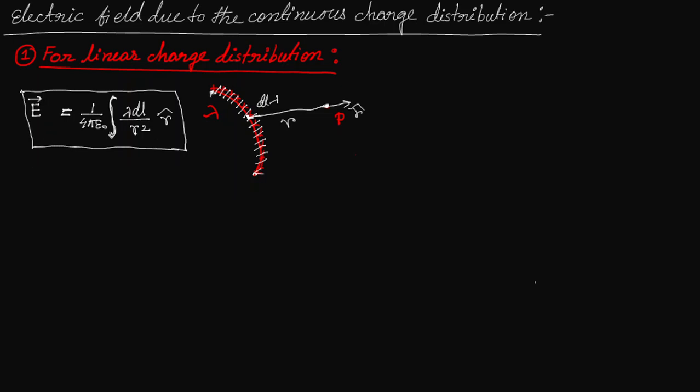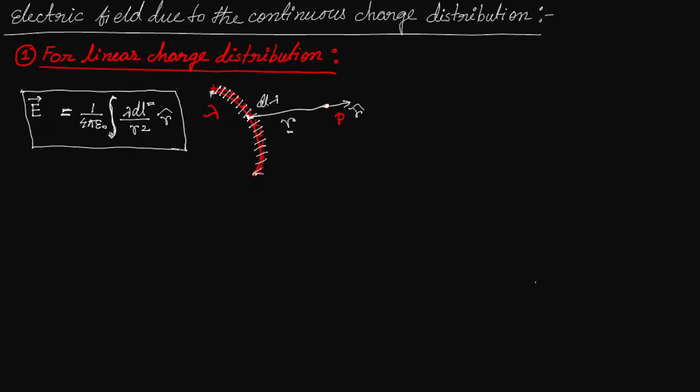So using these definitions, we can calculate the electric field because of a linear continuous charge distribution. For that, first we have to consider an elementary length over the length where the charge is distributed, and then find out the distance of the point from this elementary length, that is the value of r. So once you know this dl, once you know this r, lambda will be given in the question, so you put the values all together, and then if you integrate over the length, that will give you the net electric field at point P.